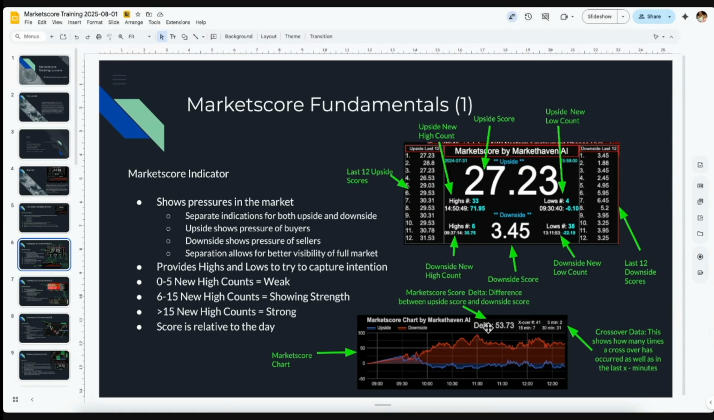If the downside is on top, and this is an old version, I guess I need to update this picture, this number is negative. If the upside is on top, the number is positive. It also tells you the number of crossovers.